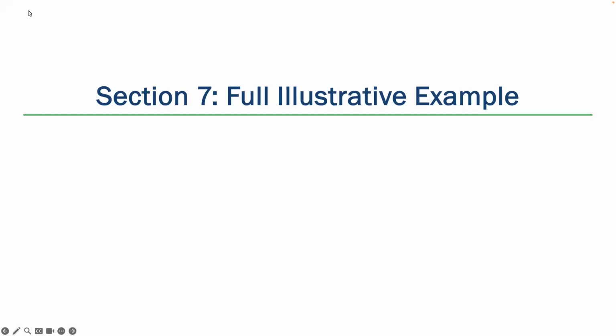So now I will turn it over to Lisa to do our full walkthrough of Section 7. Lisa? Thanks, Andrew. Taking what we've discussed, we will now move to providing a complete illustrative example.